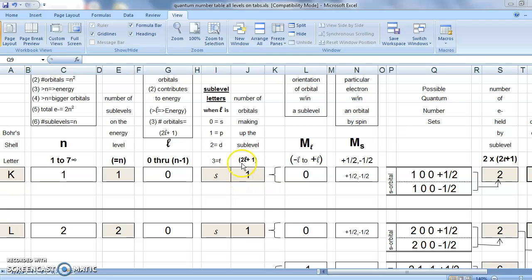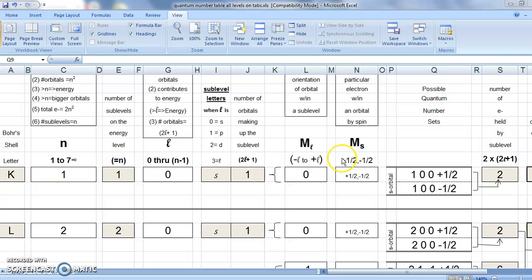How do I know that? We take the second number, which is a 0, times 2, add 1 to it. That's 1. 2 times 0 plus 1 is 1. So here's my first number. Here's my second number. How do I get the third number? The third number, the m sub l. m sub l is telling you that it comes from the l. It's minus l to positive l. So if the second number is 0, if my l is 0, the third number is a 0.